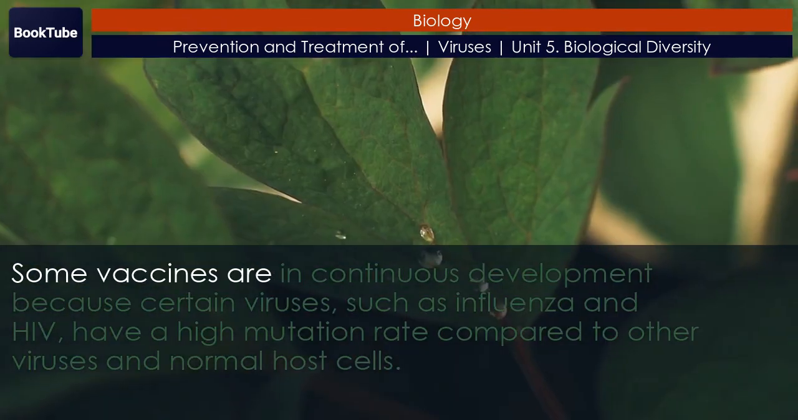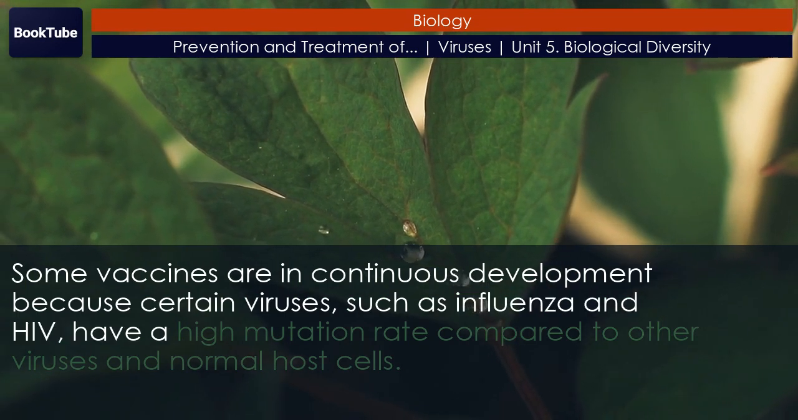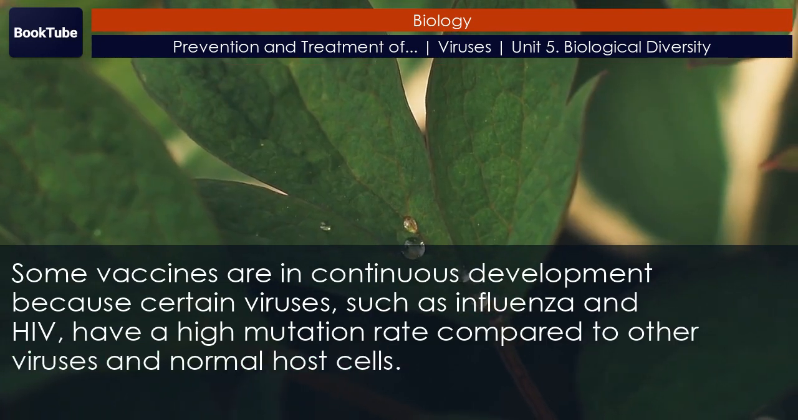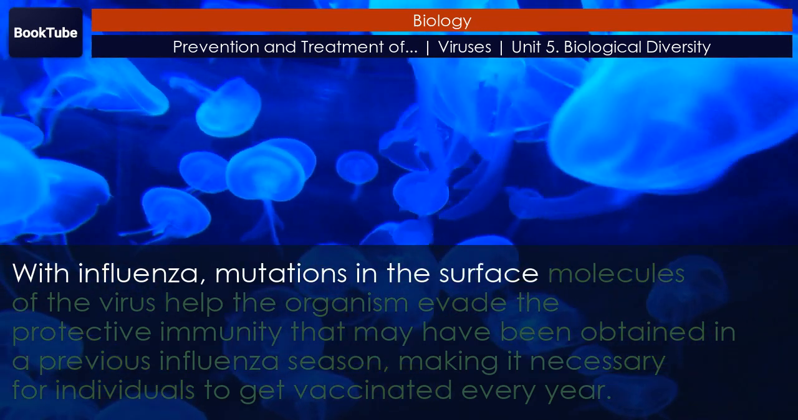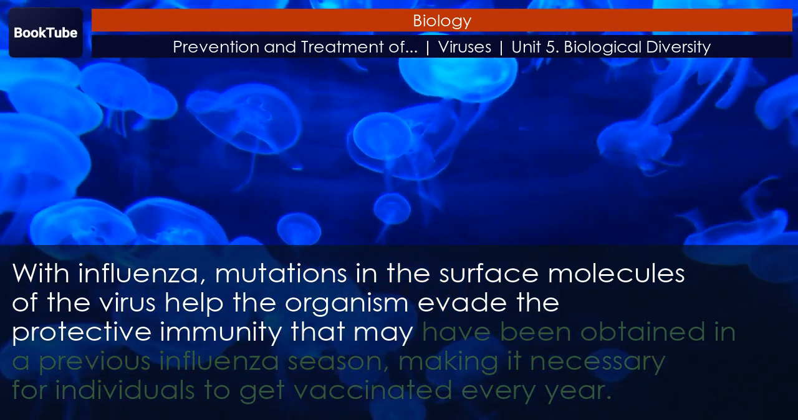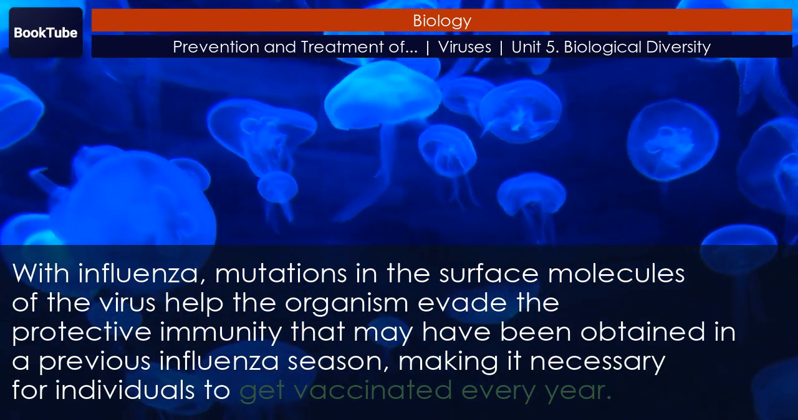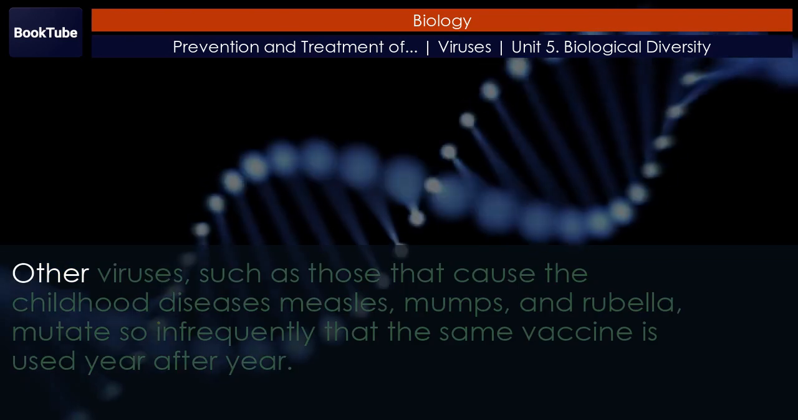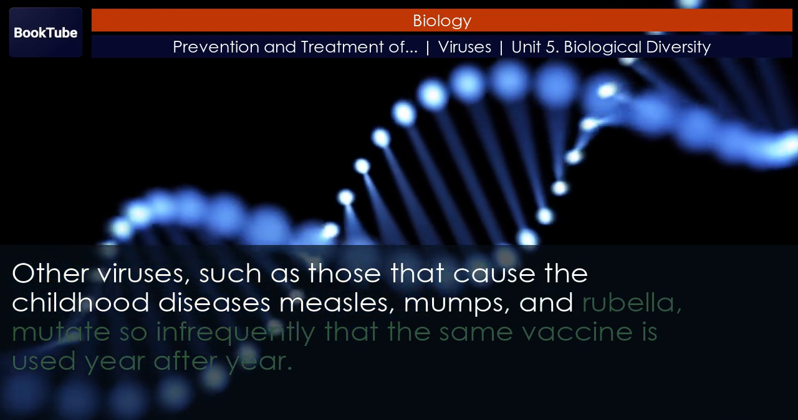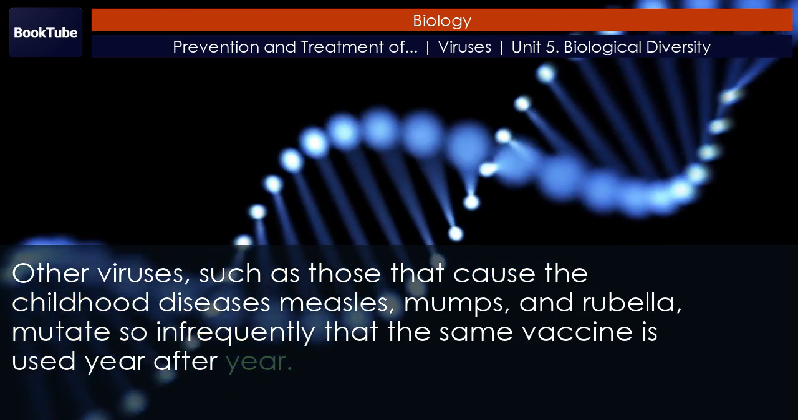Some vaccines are in continuous development because certain viruses, such as influenza and HIV, have a high mutation rate compared to other viruses and normal host cells. With influenza, mutations in the surface molecules of the virus help the organism evade the protective immunity that may have been obtained in a previous influenza season, making it necessary for individuals to get vaccinated every year. Other viruses, such as those that cause the childhood diseases measles, mumps, and rubella, mutate so infrequently that the same vaccine is used year after year.